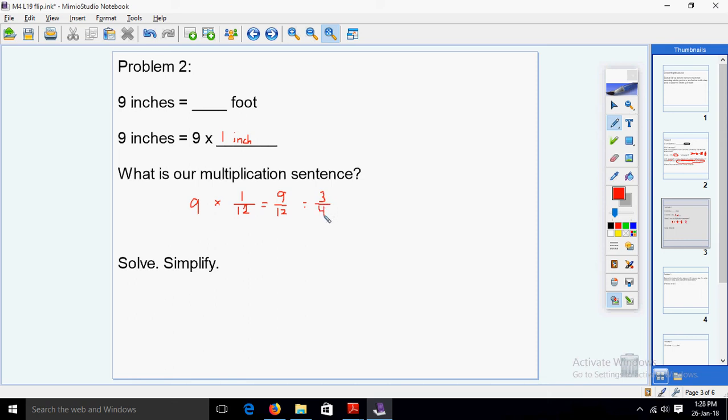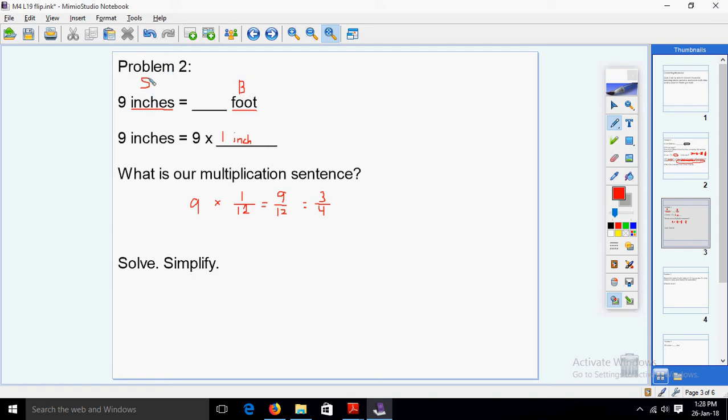Now, why are we multiplying by a fraction? It all stems from the fact that inches are smaller than feet. If it's smaller on this side and we're trying to get to something bigger, you multiply by a fraction.